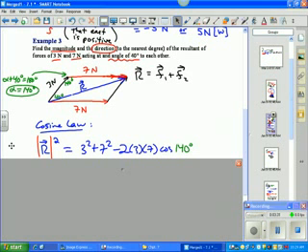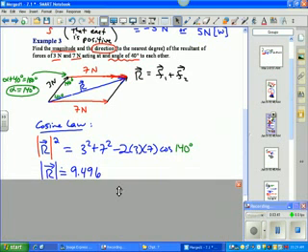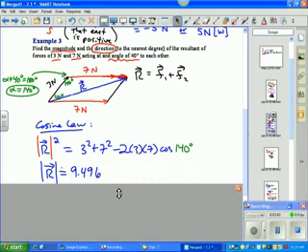So pause the video now, please, and see if you can come up with the answer that I'm about to show you. So pause now. All right, hopefully you got approximately 9.496 as your resultant length. So this is how many newtons the force actually is. We don't yet know a direction. We'll deal with that coming up next.